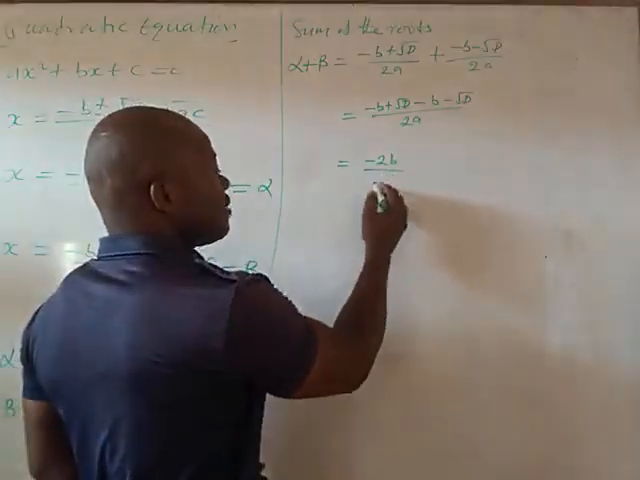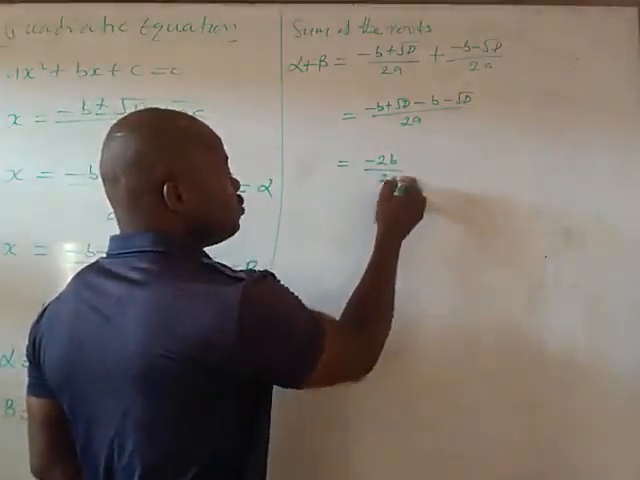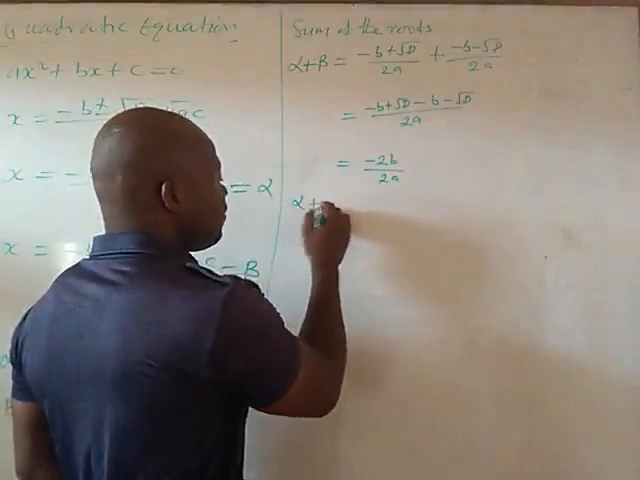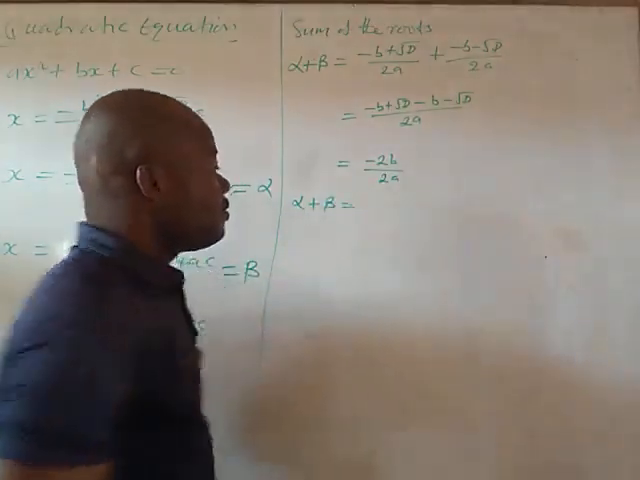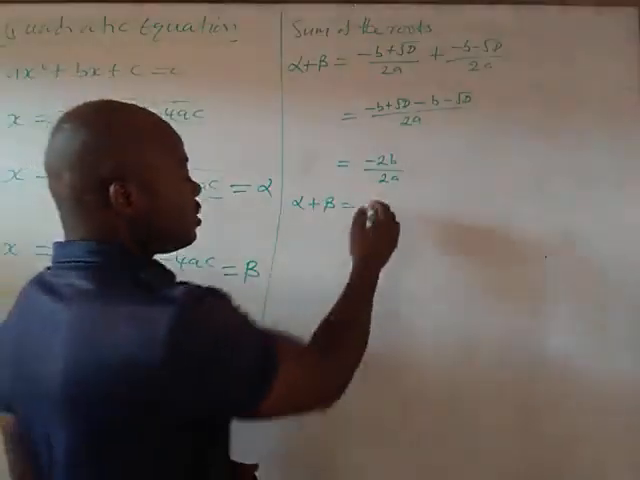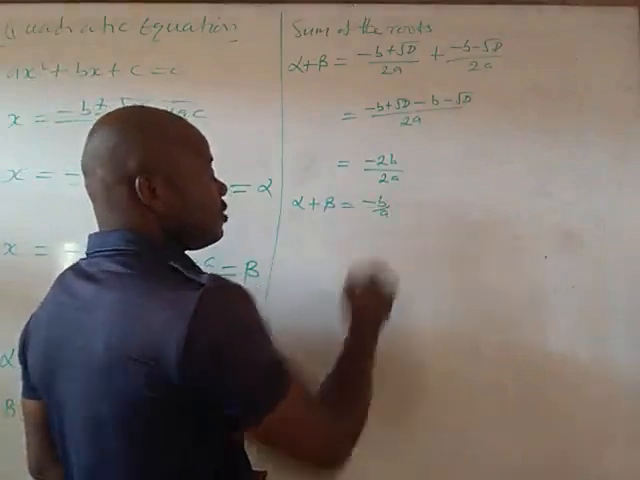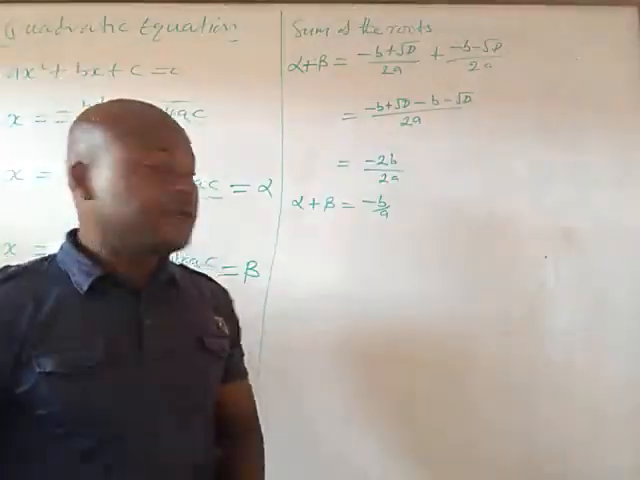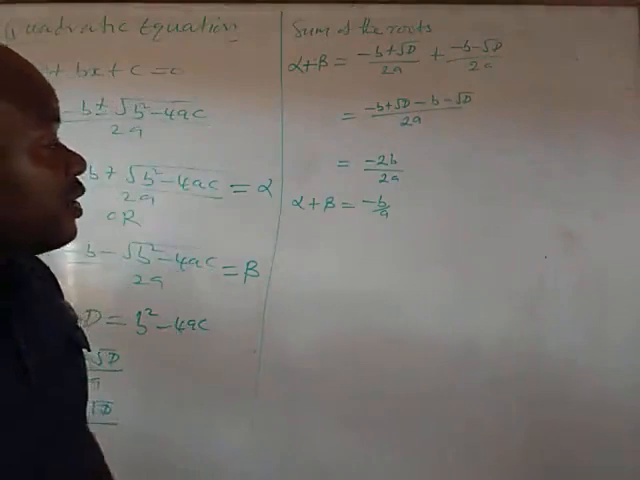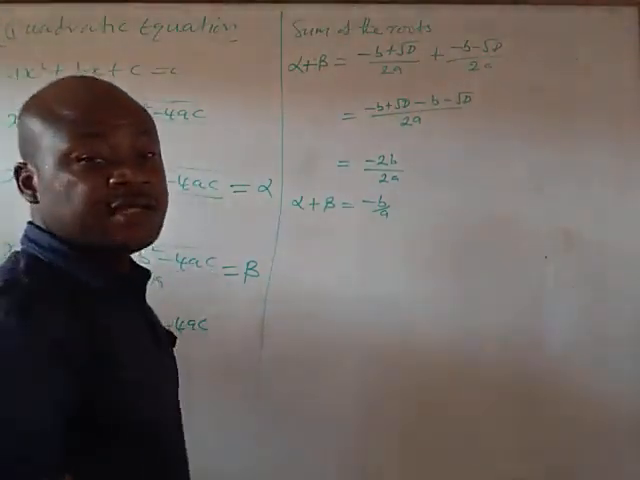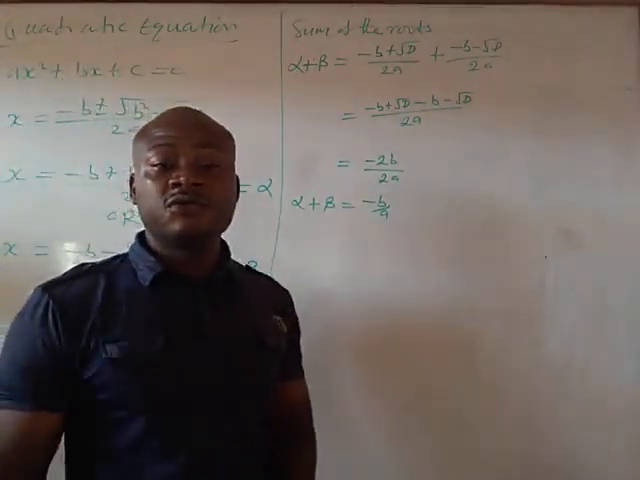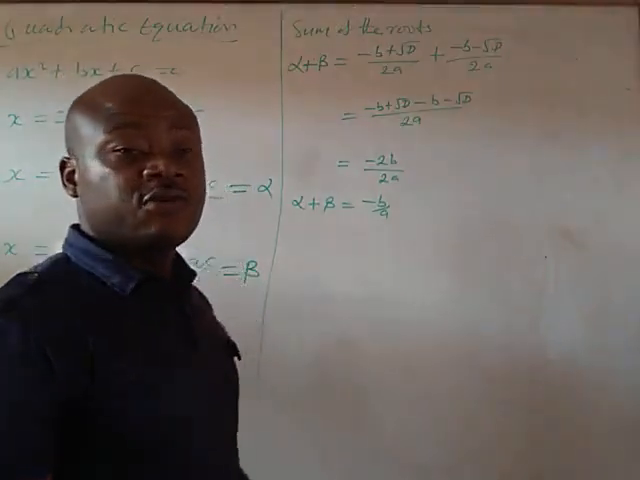Therefore, we have minus 2b all over 2a, and alpha plus beta will give us, 2 will cancel 2, then we have minus b over a. That is the sum. That is the formula for finding the sum of roots of the quadratic equation.